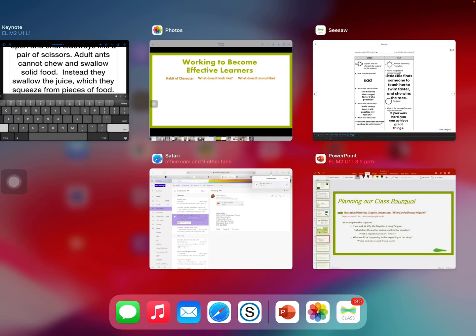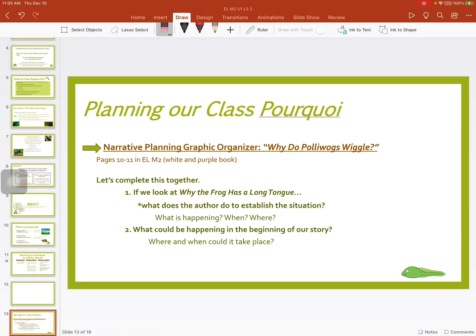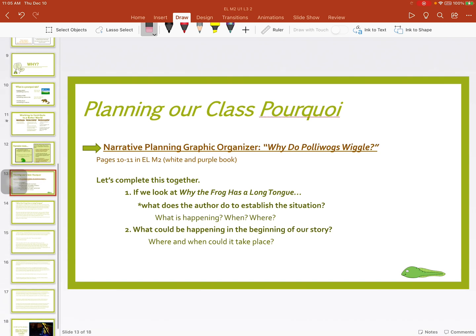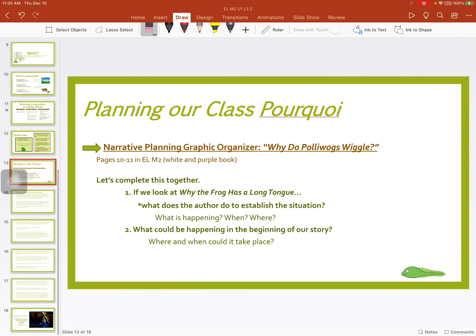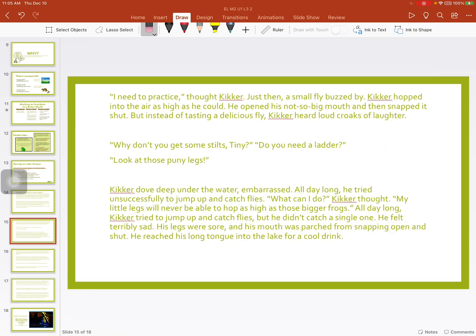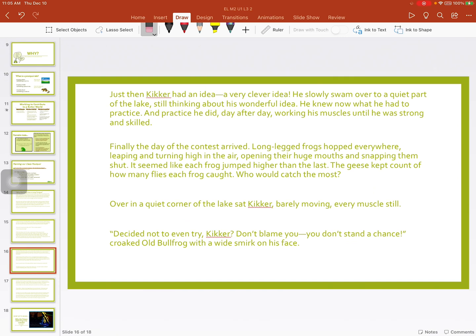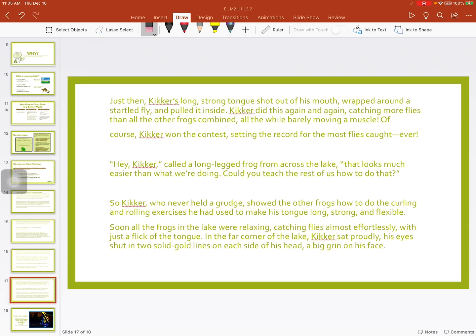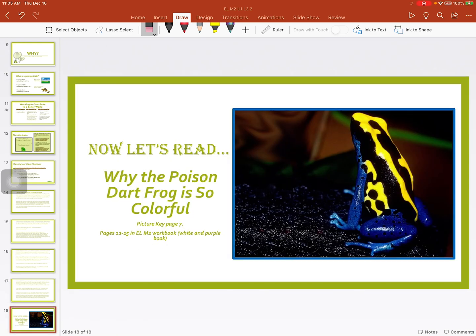All right, now we're going to go back to our PowerPoint. And here I have, and if you want, you can just press pause. Here was why the frog has a long tongue. Maybe if you want to reread this example of a pourquoi tale, just press pause between each page if you want to read. And now let's read why the poison dart frog is so colorful.